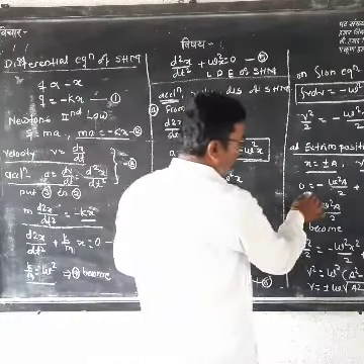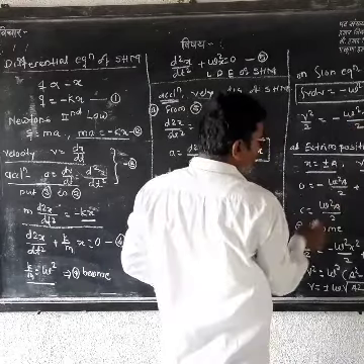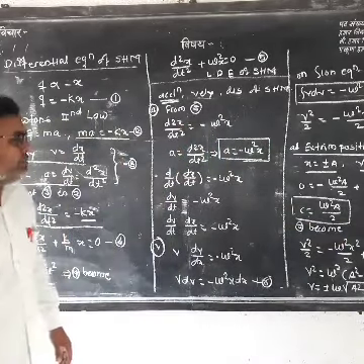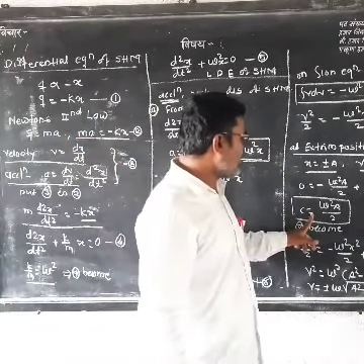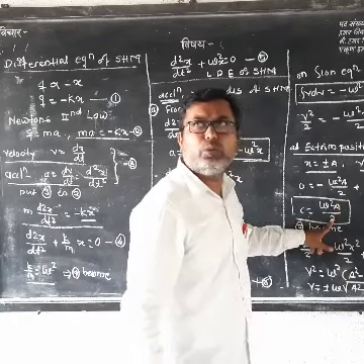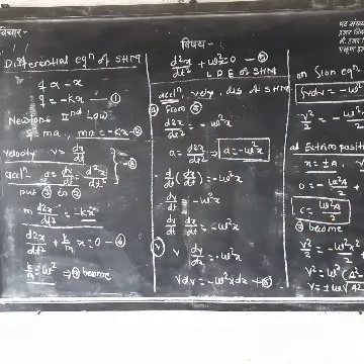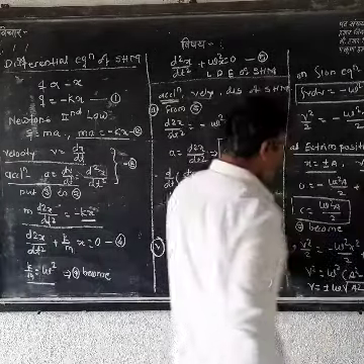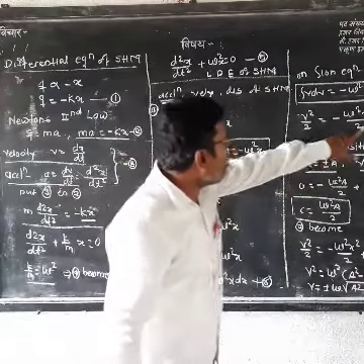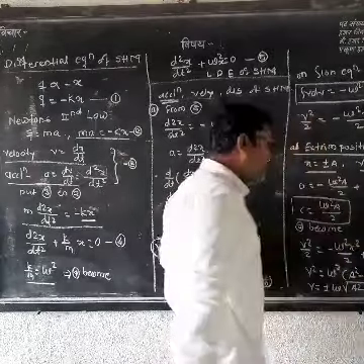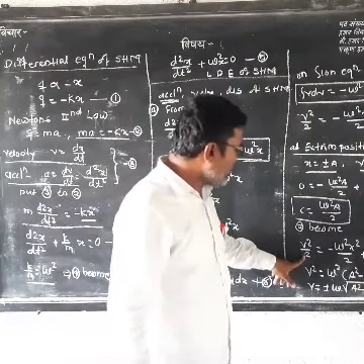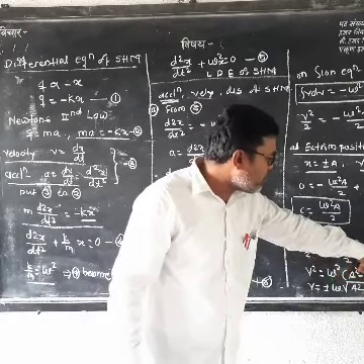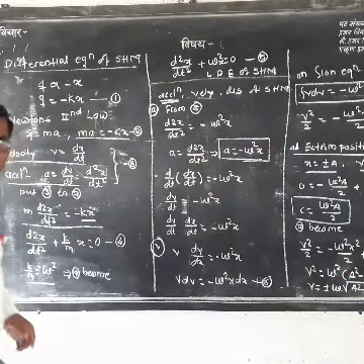Now after putting these values in equation 7, we get the value of the constant of integration c. The constant of integration c is equal to omega square a square divided by 2. Then put the value of c in equation 7, and the equation becomes v square upon 2 is equal to minus omega square x square divided by 2 plus omega square a square divided by 2.